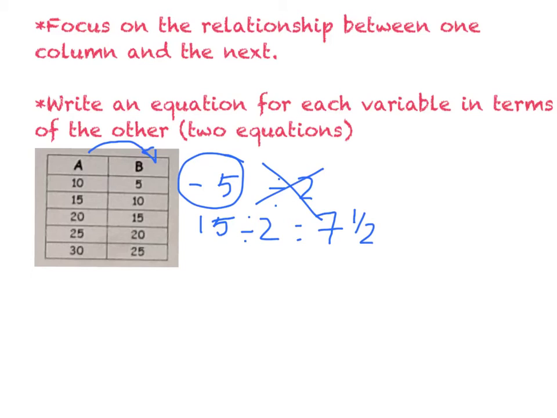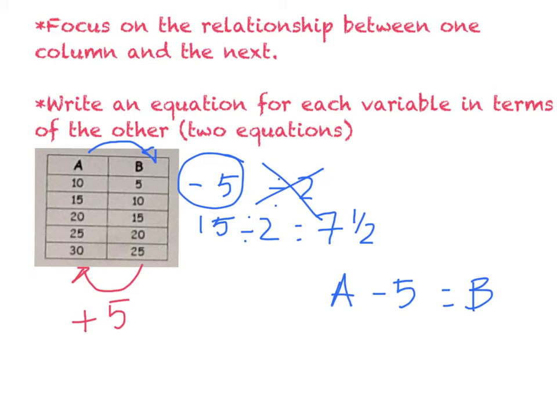So when I write my formal equation, I'm going to take my letter A for that first column. I'm going to take away 5 from it, and then that's going to give me my answer from column B. When I go backwards, again, I use that opposite operation. Well, if I subtracted 5 to go one way, I'm going to add 5 to go the other.